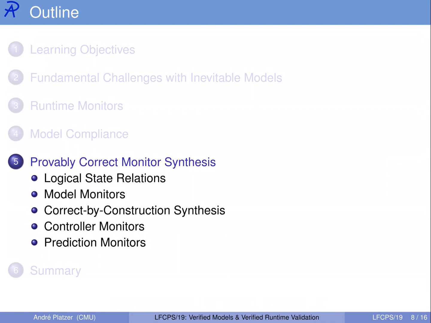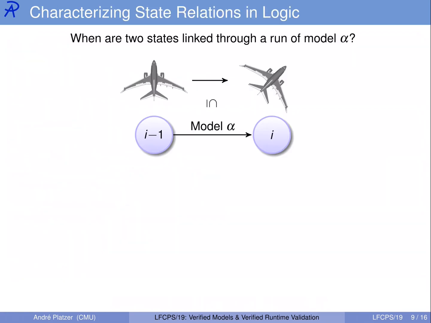So let's get systematic about it and develop provably correct monitor synthesis. The first question is, of course, such a change of reality, how do we know and characterize logically whether that's compatible with what the model predicted, or at least with one of the things that the model predicted? When are two states linked through a run of a model?